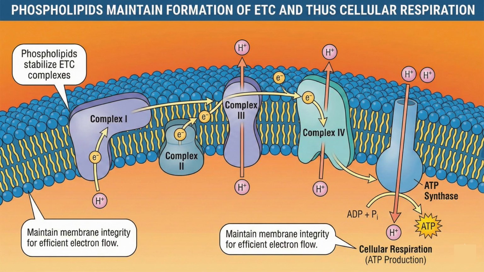Function 4 is crucial for your energy. Phospholipids maintain the formation of the electron transport chain. Deep inside your mitochondria, a specialized phospholipid environment stabilizes the protein complexes that generate ATP. If the phospholipids fail, your energy production line breaks down.